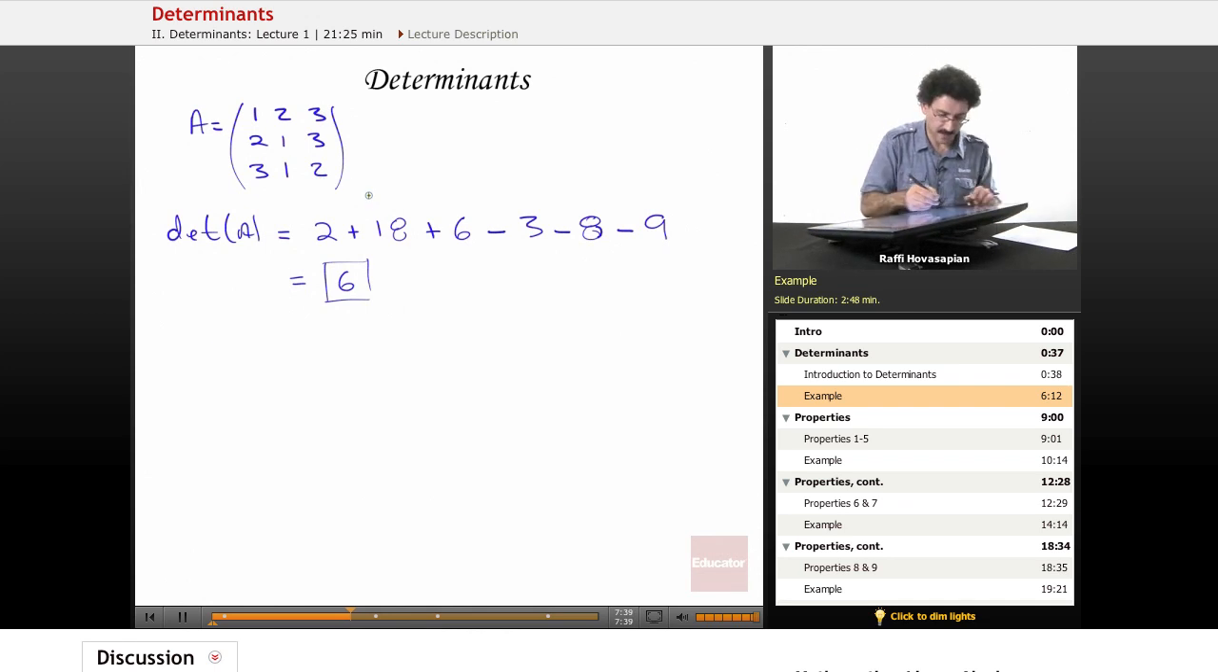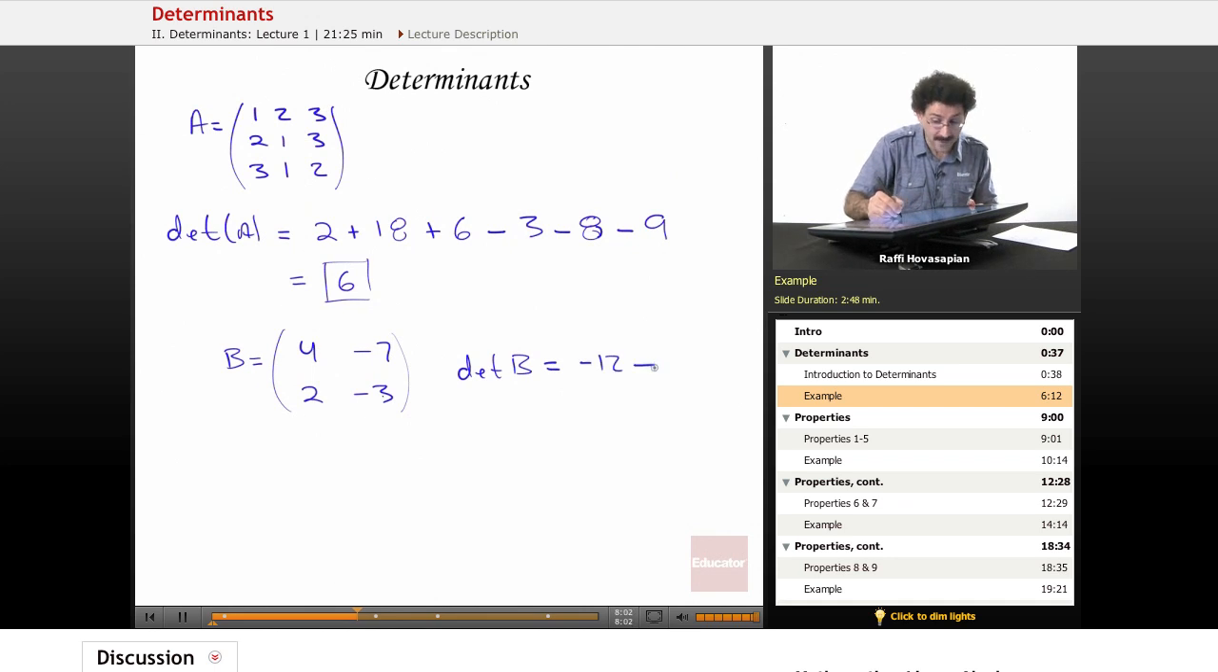Okay. Let's do a 2 by 2. Let's say B is equal to 4, negative 7, 2, negative 3. So now we have some negative entries. Okay. The determinant of B is equal to this times this. 4 times negative 3 is negative 12, minus this times this. This times this is negative 14. The minus sign has to stay. So it's negative 12 minus a negative 14, minus 12 plus 14, it is equal to 2.